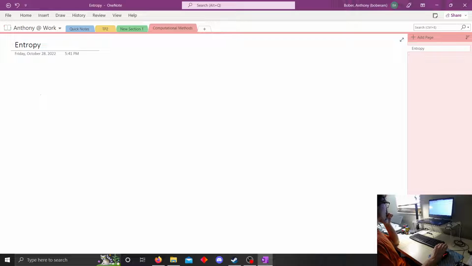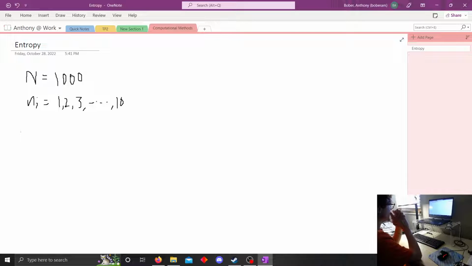The example I'm going to use for this is if we take some number of students, we're going to call it N. We'll take 1,000 students, N equals 1,000. And in this number of students, there are different possible grades you can get. We'll call that ni, and ni can take on any value ranging from 1 to 10. So big N is the number of students, and little n is the possible grades that you can get.